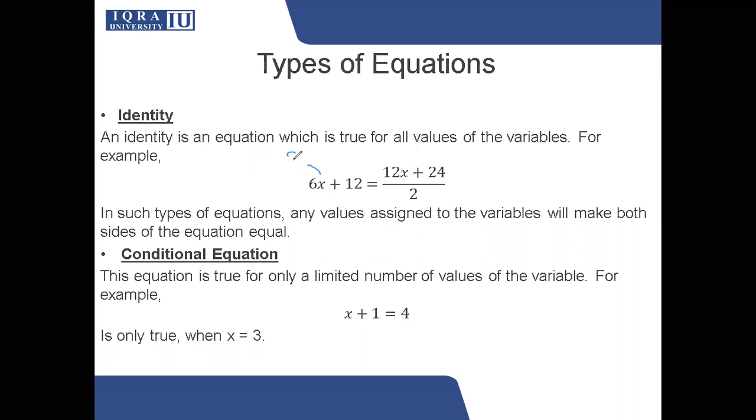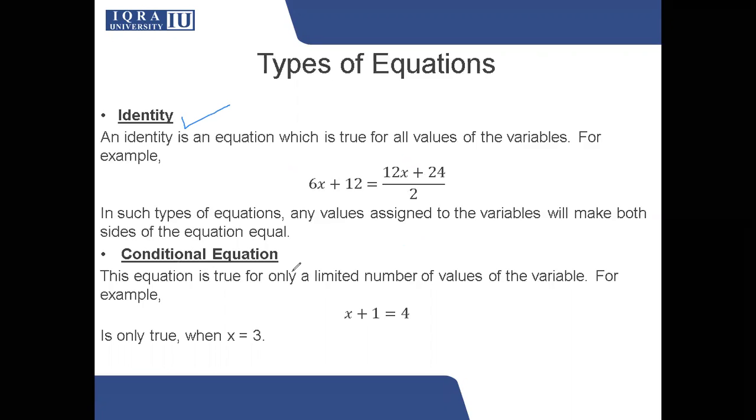Let's put x equals 2 over here, and of course 2 over here as well. 6 times 2 is 12. 12 plus 12 is 24. This becomes 12 times 2 is 24. 24 plus 24 is 48. 48 divided by 2, I get 24 again. So x equals 2 is also a solution to this equation. Now, it doesn't matter if you put 1 or 2. We can put any value in this equation, and both of the sides of the equation will be balanced. So these types of equation are called identity, right?